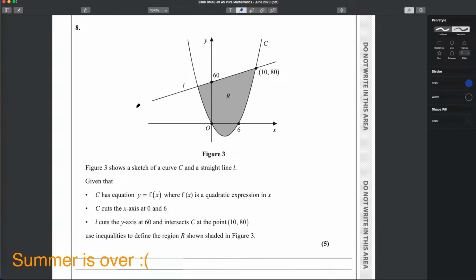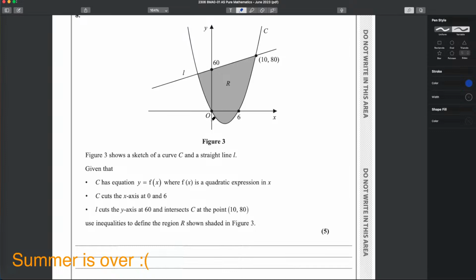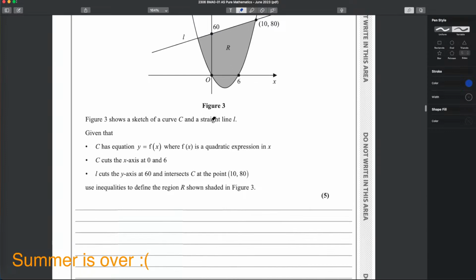Alright, inequality. So we're going to have to find the equation of the line and the equation of the quadratic in order to define this inequality. So let's find the equation of the line first. We just did that in the previous question. Equation of line, not lime, line.